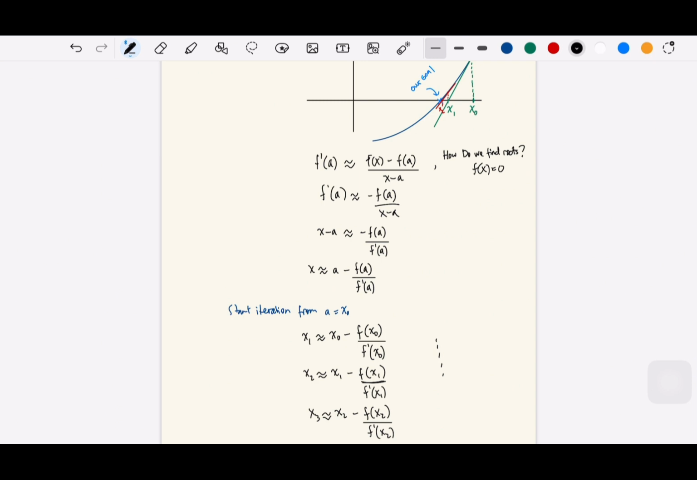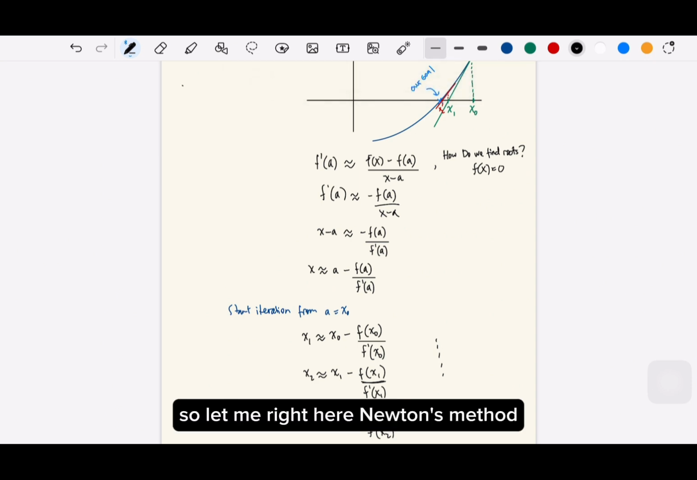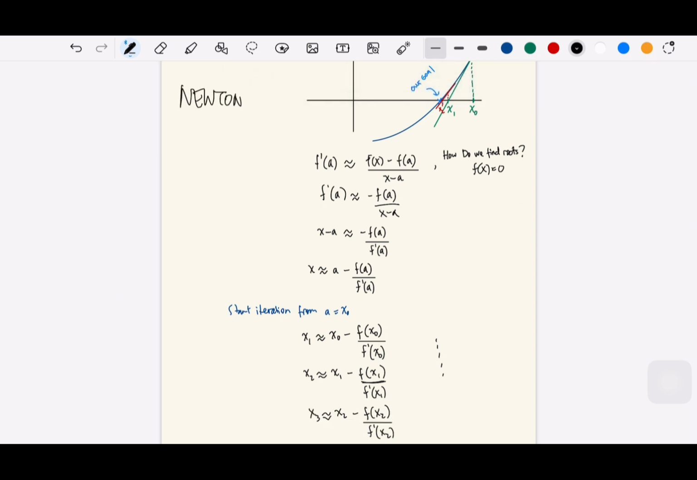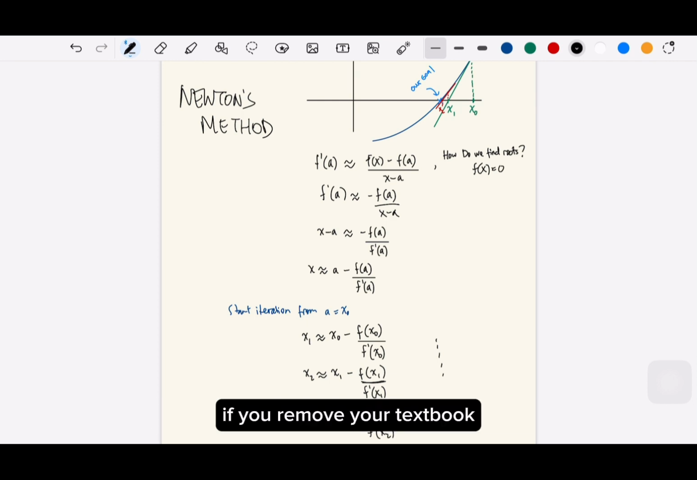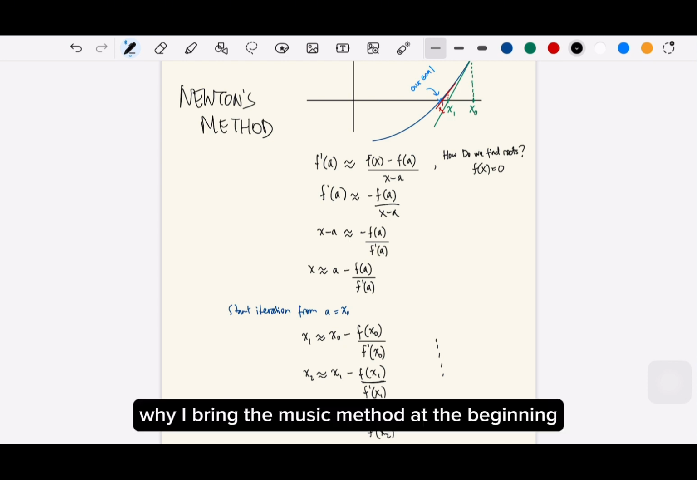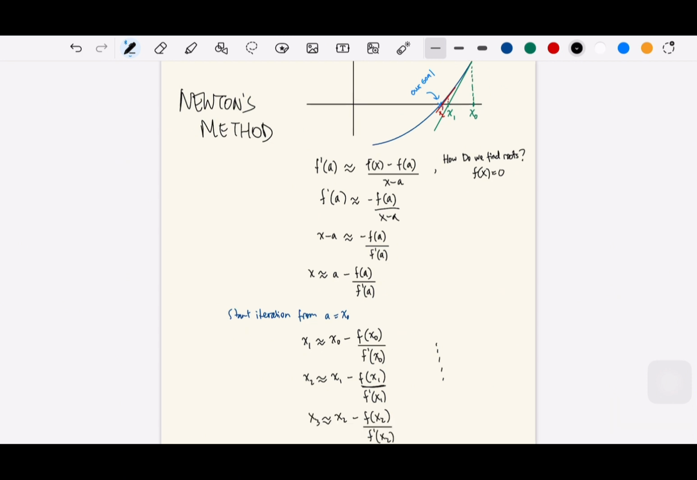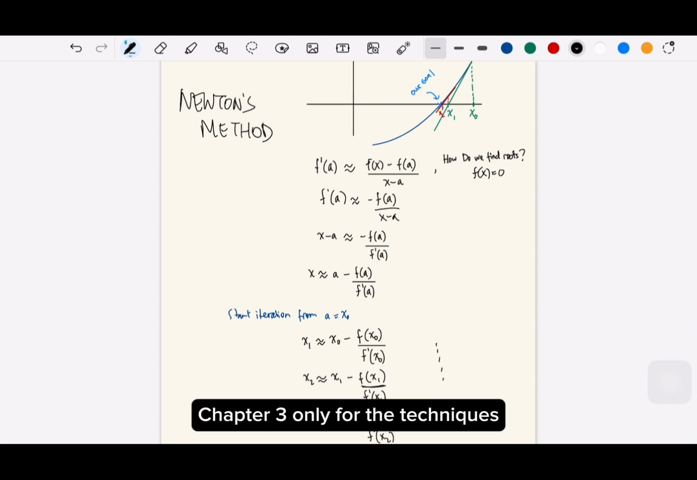So let me write here, Newton's method. This is chapter 4, where I start from Newton's method first. If you look at your textbook, this is Newton's method, chapter 4. Why do I bring Newton's method at the beginning? Because it's related to linear approximations, so that we have two methods directly. Chapter 3 is only for the techniques of differentiation.